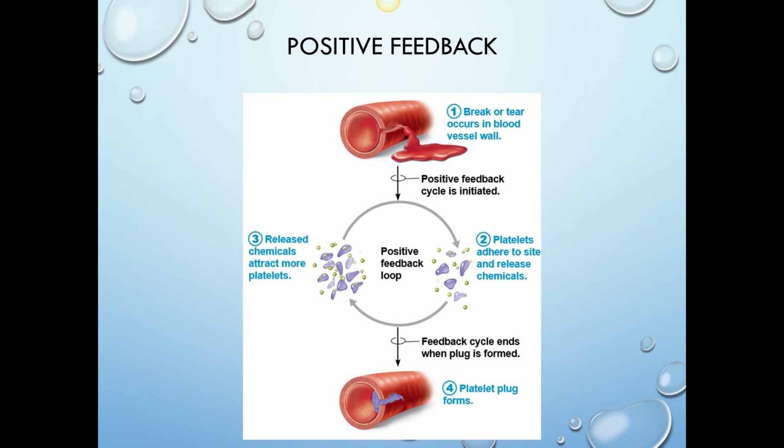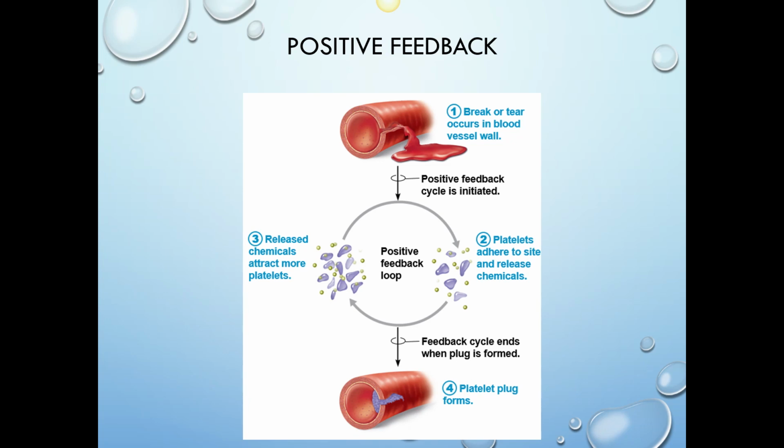Another example of positive feedback is going into labor. So the hormone oxytocin regulates uterine contractions. Oxytocin is released from the brain. When oxytocin is released, it stimulates the uterus to contract. The uterus contracts, pushes the baby's head down on the cervix, causes the cervix to dilate.